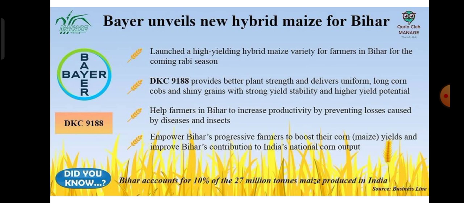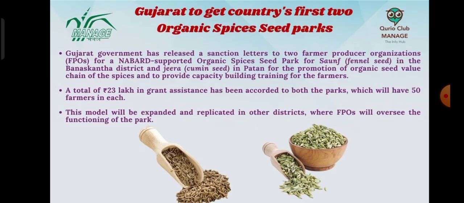This empowers Bihar's progressive farmers to boost their corn yield and improve their contribution to India's national crop output. As you know, Rabi maize is very popular and a very attractive concept in Bihar because, as this was a non-traditional belt for cultivation of maize, now Bihar is widely accepting the maize crop in its Rabi season.